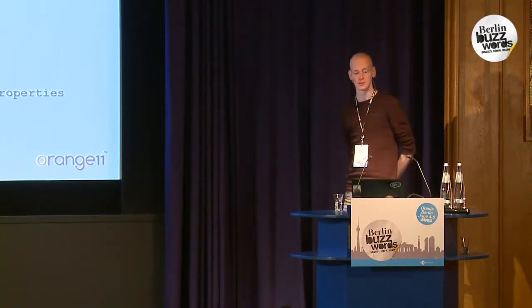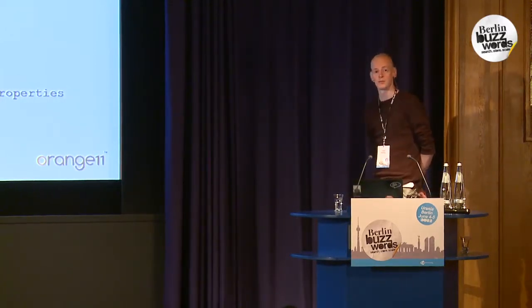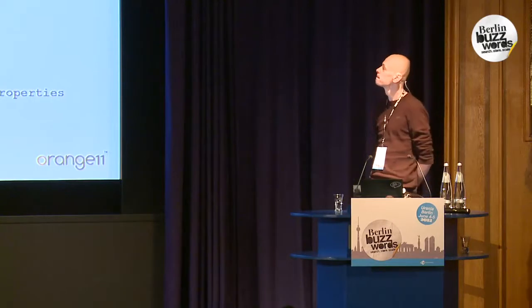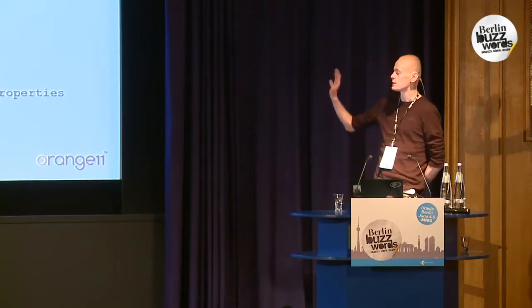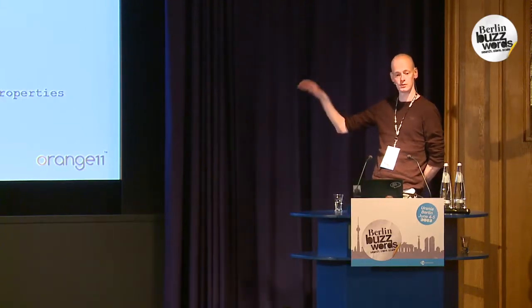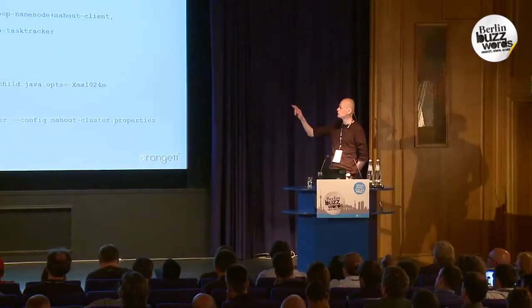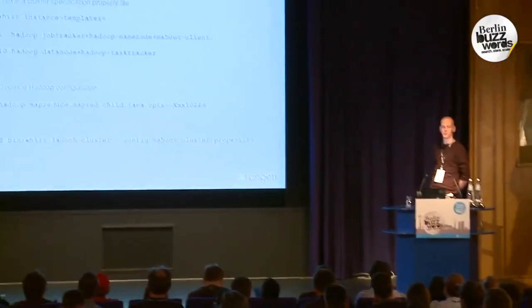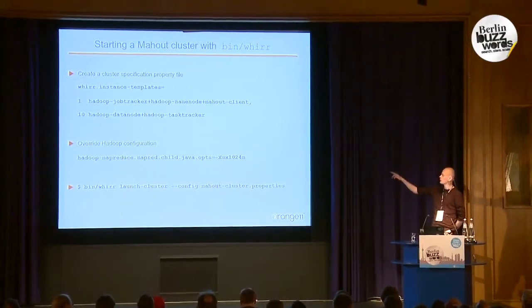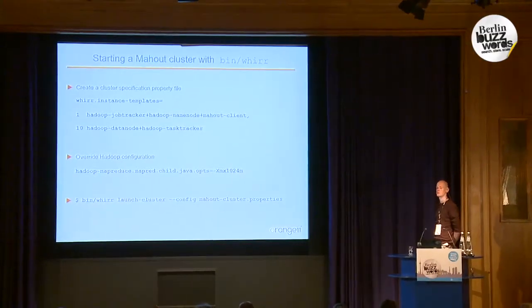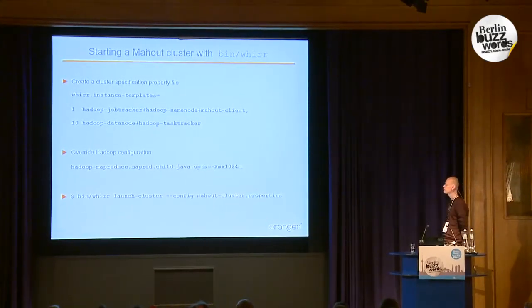Okay, so how do you start a cluster? Well, first you have to create a property file, a Whirr configuration file. And the most important thing is the instance template. This specifies how you map certain roles onto the different instances in the cluster. So in this case, you can see I want to have one node that's the main node with the name node and the Mahout client. And then I have 10 other data nodes, for instance. This is how you specify the cluster itself.